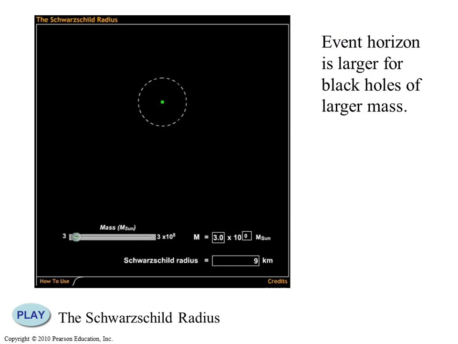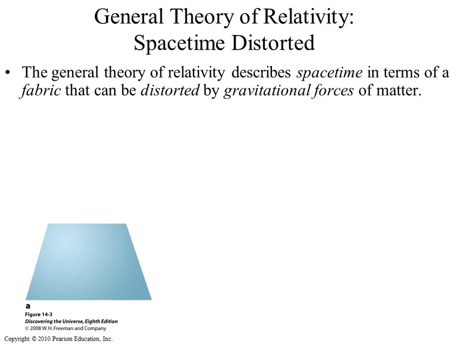So if I were to pull this up and animate it, it basically says if that green dot is the black hole. Black holes are not green as far as I know. Okay, but if that's the black hole, and the dotted circle is the event horizon, as you increase the mass in that black hole, the circle gets bigger and bigger. So the event horizon gets larger, and of course the Schwarzschild radius would get larger.